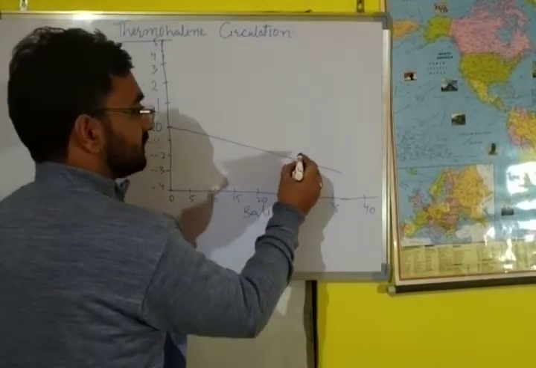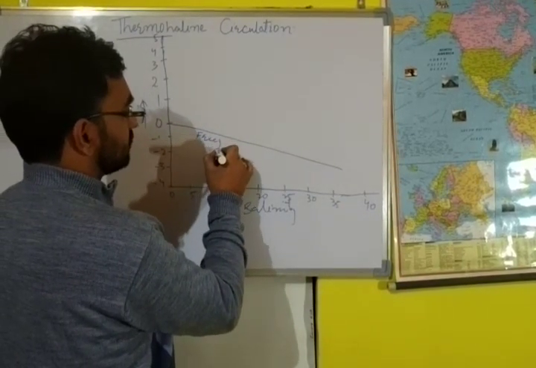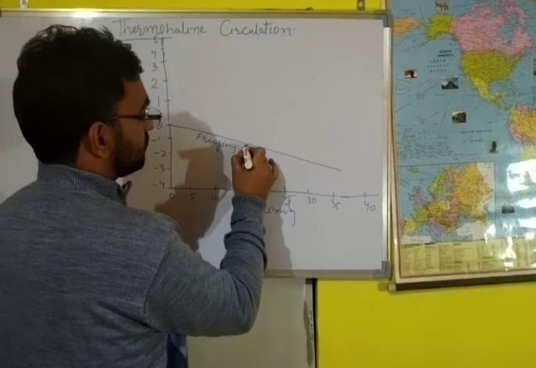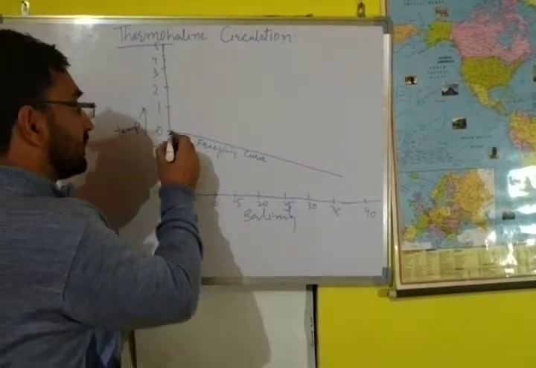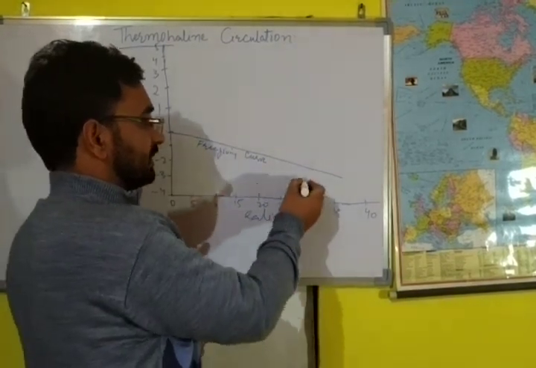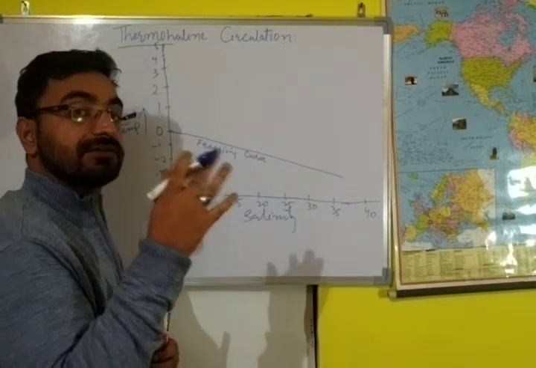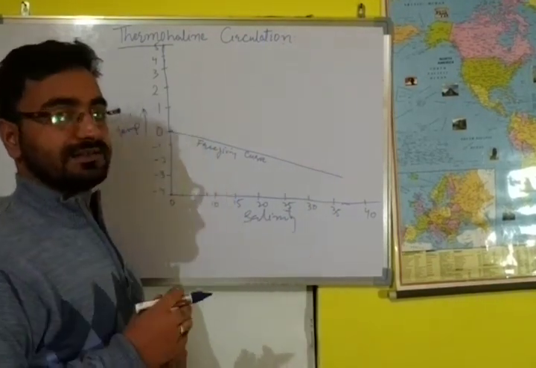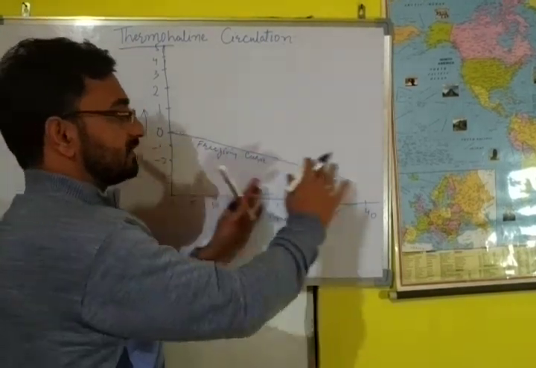This is the freezing curve of water. So fresh water freezes at 0 degree, and the marine water, which has the salinity of 30 or 35 or something like that, freezes actually at -1.8 degrees Celsius. So here this is the freezing curve.